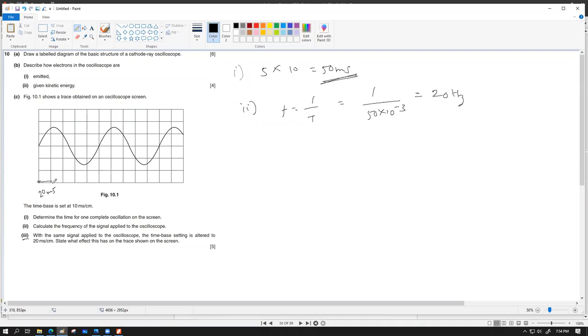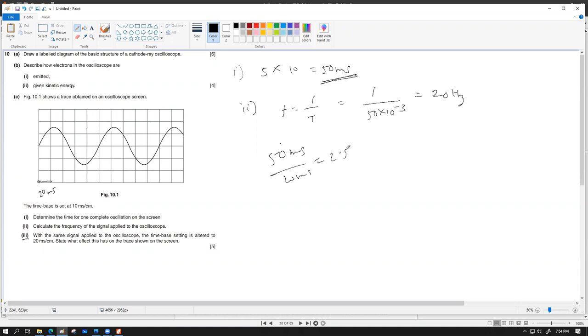2.5. Listen to the question once again and try to respond. Earlier, 5 divisions were covering 50 milliseconds. Now each horizontal segment covers 20 milliseconds. So how many divisions horizontally would you require to represent 50 milliseconds? 2.5 divisions. If you wonder how I got this, simple: 50 milliseconds divided by 20 milliseconds gives you 2.5. You don't have to show this calculation, it's just something I'm doing.